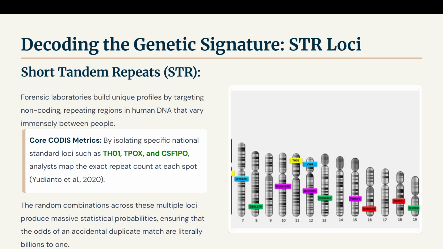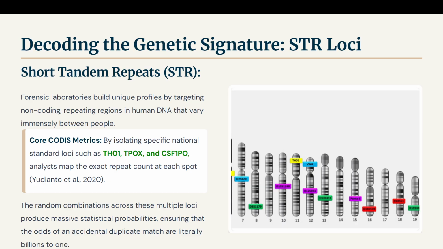When interpreting that graph, scientists are targeting short tandem repeats, or STRs, regions of our DNA that repeat in lengths that vary immensely between individuals. Following national forensic standards, labs look at specific locations called CODIS loci, focusing on markers like TH01, TPOX, and CSF1PO.